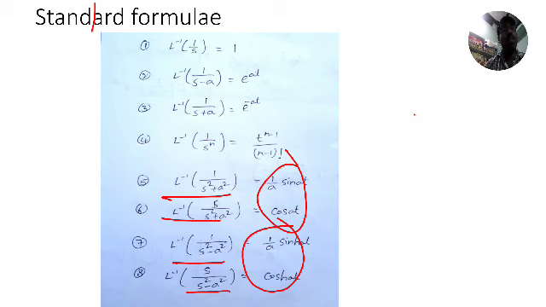L inverse of 1 by s square plus a square is 1 by a sin at. L inverse of s by s square plus a square is cos at. L inverse of 1 by s square minus a square is 1 by a sinh at. L inverse of s by s square minus a square is cosh at. Denominator plus means sin at, cos at, and denominator minus means sinh at, cosh at. So just use your common sense. Very easy to remember these formulas.